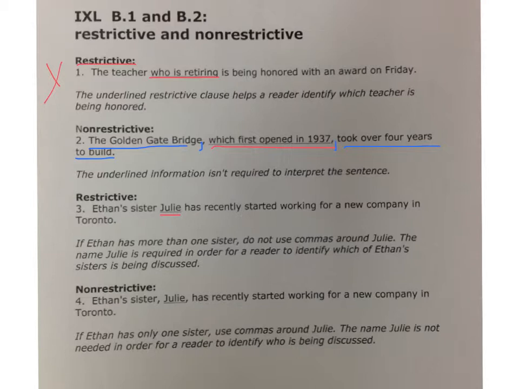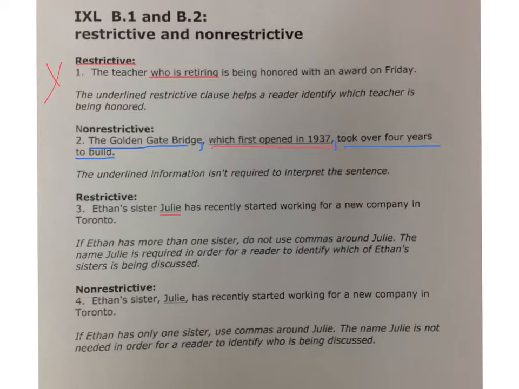Now, if the reader knows Ethan has only one sister and her name is Julie, you could put commas around it because it'd be non-restrictive. Ethan's sister, if it's only one, you know who it is. But because Ethan has more than one sister, you have to have it in there, so you do not put commas around it. It's important information.